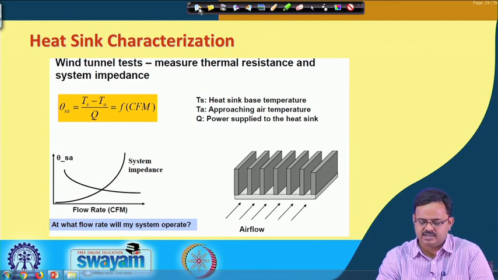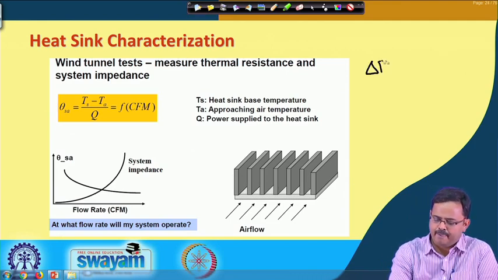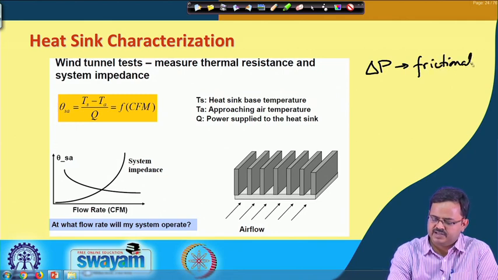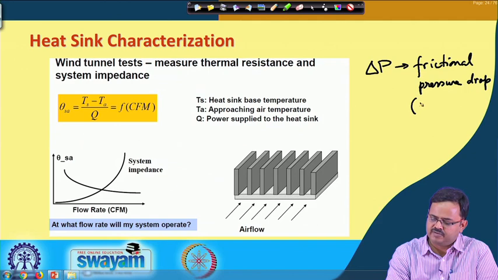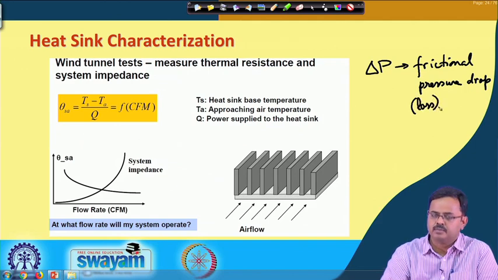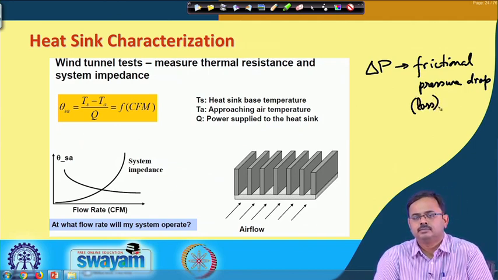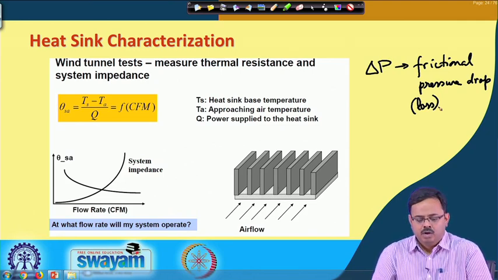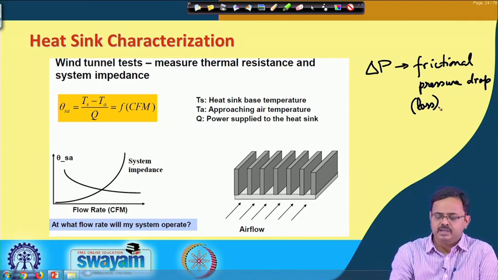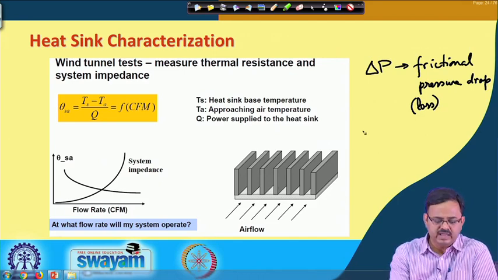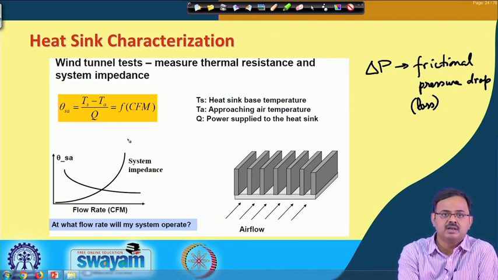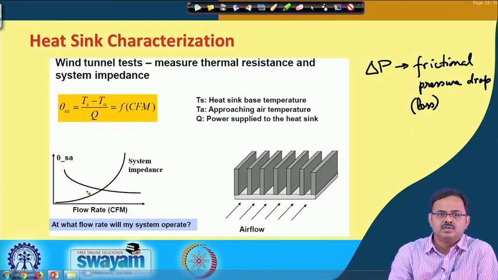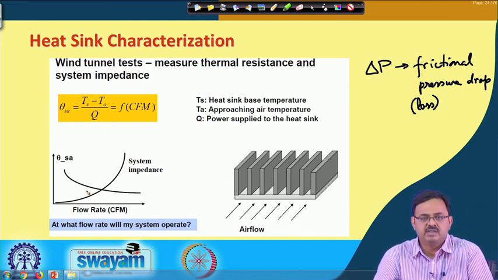details, but what I am trying to say is this delta P, typically for flow through a channel, is a frictional pressure drop. Sometimes it is also called the frictional loss. Okay. All right. So, that is why the delta P increases, you see this increase. So, the system impedance increases with flow rate.